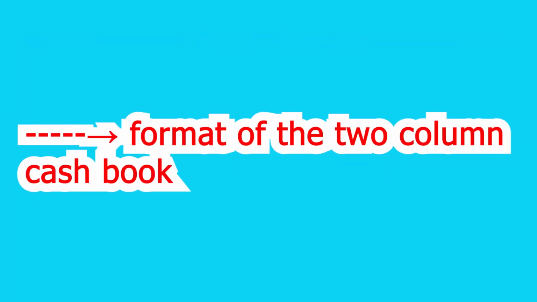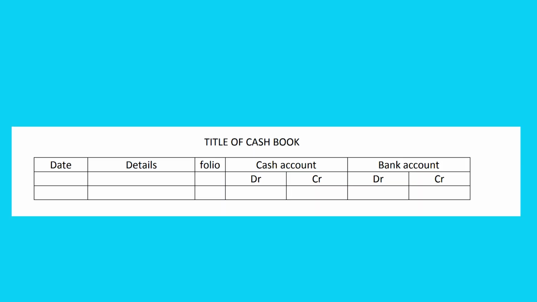Let us now look at the format of the 2-column cash book. The first thing that we have is the title of the cash book. In the first column we have date. In our second column we have details. In our third column we have folio. Then in our fourth column we have the cash account, which is separated into the debit side and the credit side. And in the last column we have the bank account, which is also separated into the debit and the credit side.